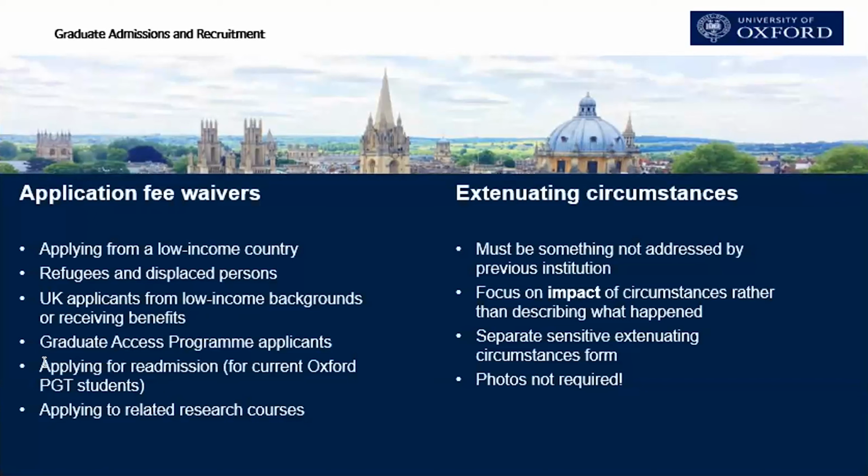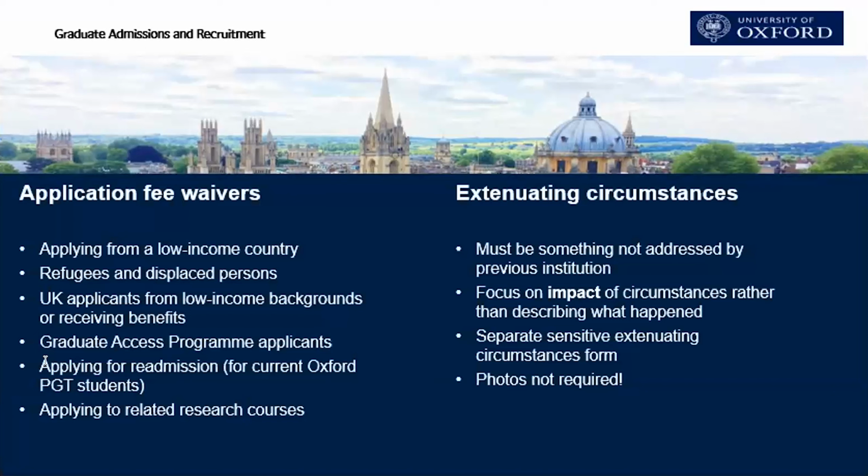I've mentioned those Oxford current PGT students, and there are also waiver schemes for courses at the doctoral level that are considered to be related, so that you pay for the first one and you may get one or two additional applications for free. There's a published list of related courses, so you'll see that on the course page to which you're applying. It will tell you which other courses you can get a free application to.